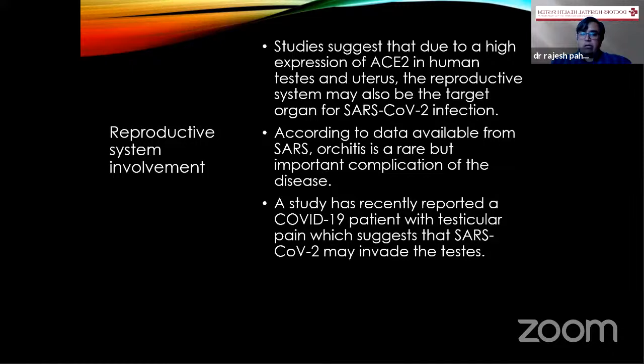According to the data available and a few of the studies, orchitis is rare, but it's an important complication of the disease. There was a study published on a patient with COVID-19 who presented with testicular pain. This patient died, and histopathology of the testis was done. Some inflammatory cells were seen in the testis. Though the clinical presentation of orchitis was not very overt, pathologically there were some inflammatory changes in the testis.